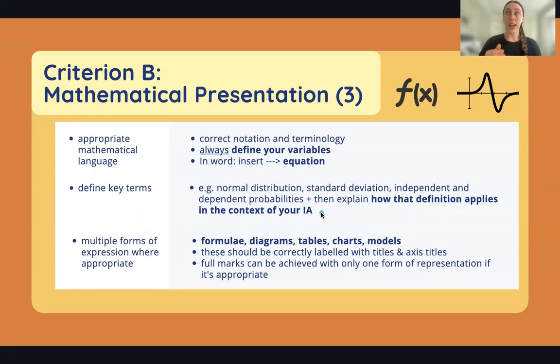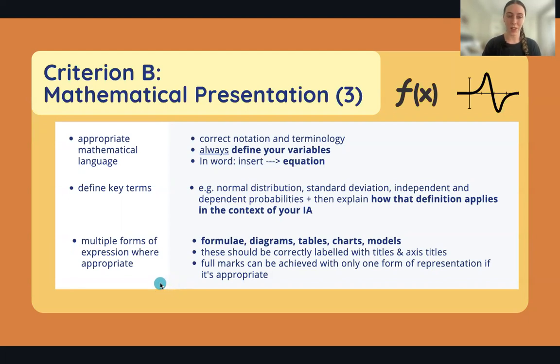So say, okay, a normal distribution is this thing and this thing. These are the characteristics of a normal distribution, and here is how those characteristics are present in the context of my investigation. Or, this is what standard deviation is. This is what standard deviation means in the context of my specific investigation. So you always have to give the dictionary definition and then give the contextualized definition.